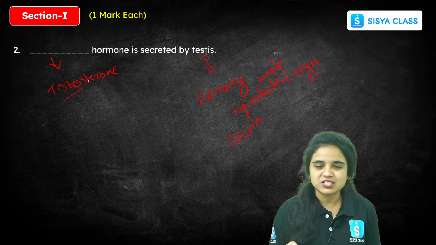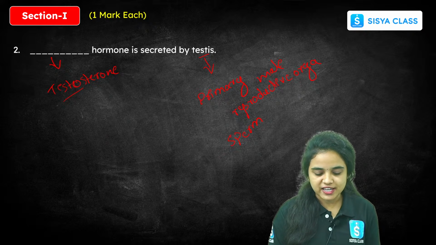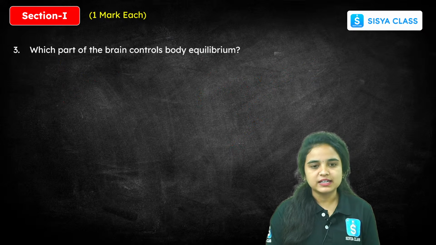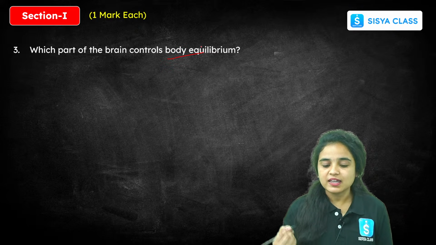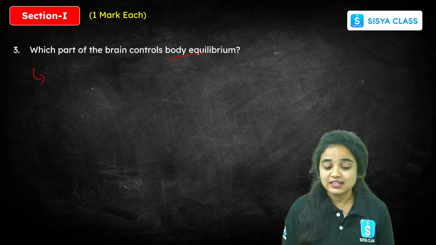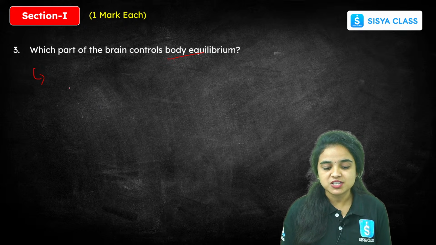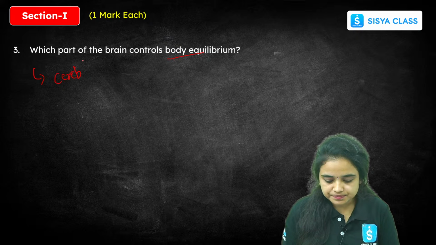Students, అందరూ క్వశ్చన్‌కి ఆన్సర్ అటెంప్ట్ చేశారని నేను అనుకుంటున్నాను. సో దిస్ ఈజ్ ద ఆన్సర్ ఫర్ సెకండ్ క్వశ్చన్. While coming to the third question, which part of the brain controls body equilibrium? The answer is very easy. It is a question from control and coordination, and the answer is cerebellum.